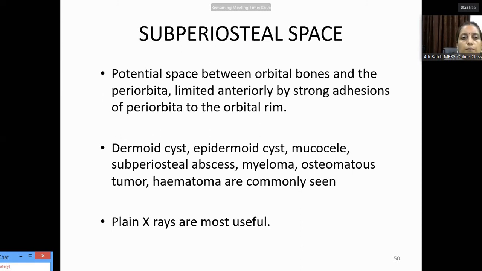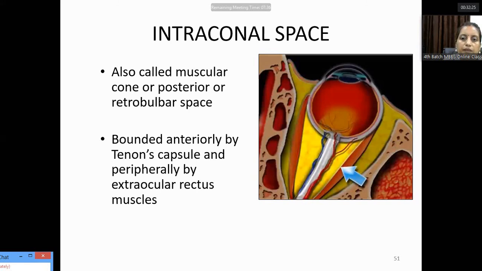Subperiosteal space is a potential space between the orbital bone and periorbita, limited anteriorly by the strong adhesions of periorbita to the orbital rim. Subperiosteal means beyond the periosteum. So dermoid cyst, epidermoid cyst, mucocele, subperiosteal abscess, myeloma are commonly seen here, and it is very useful to see these with a plain X-ray.